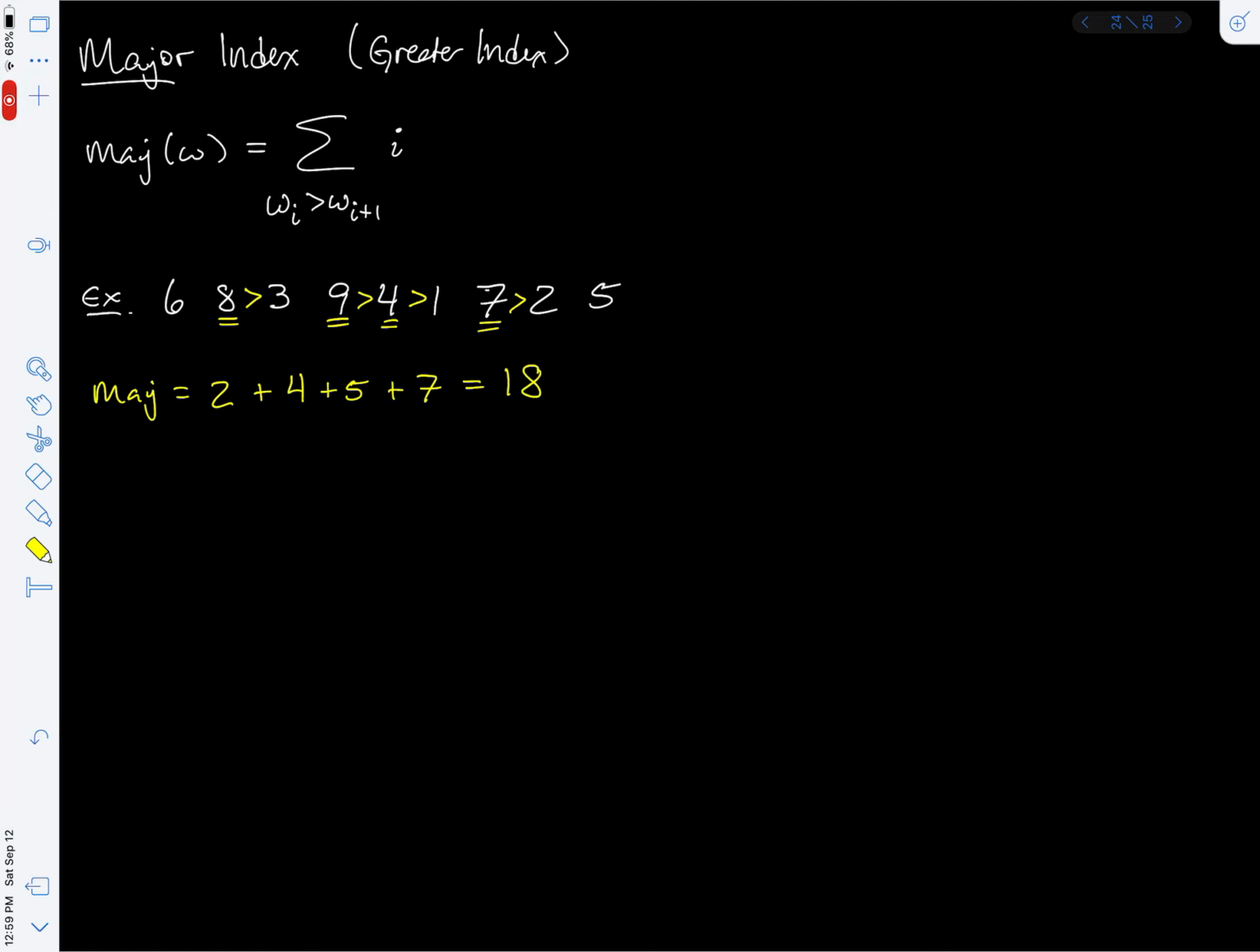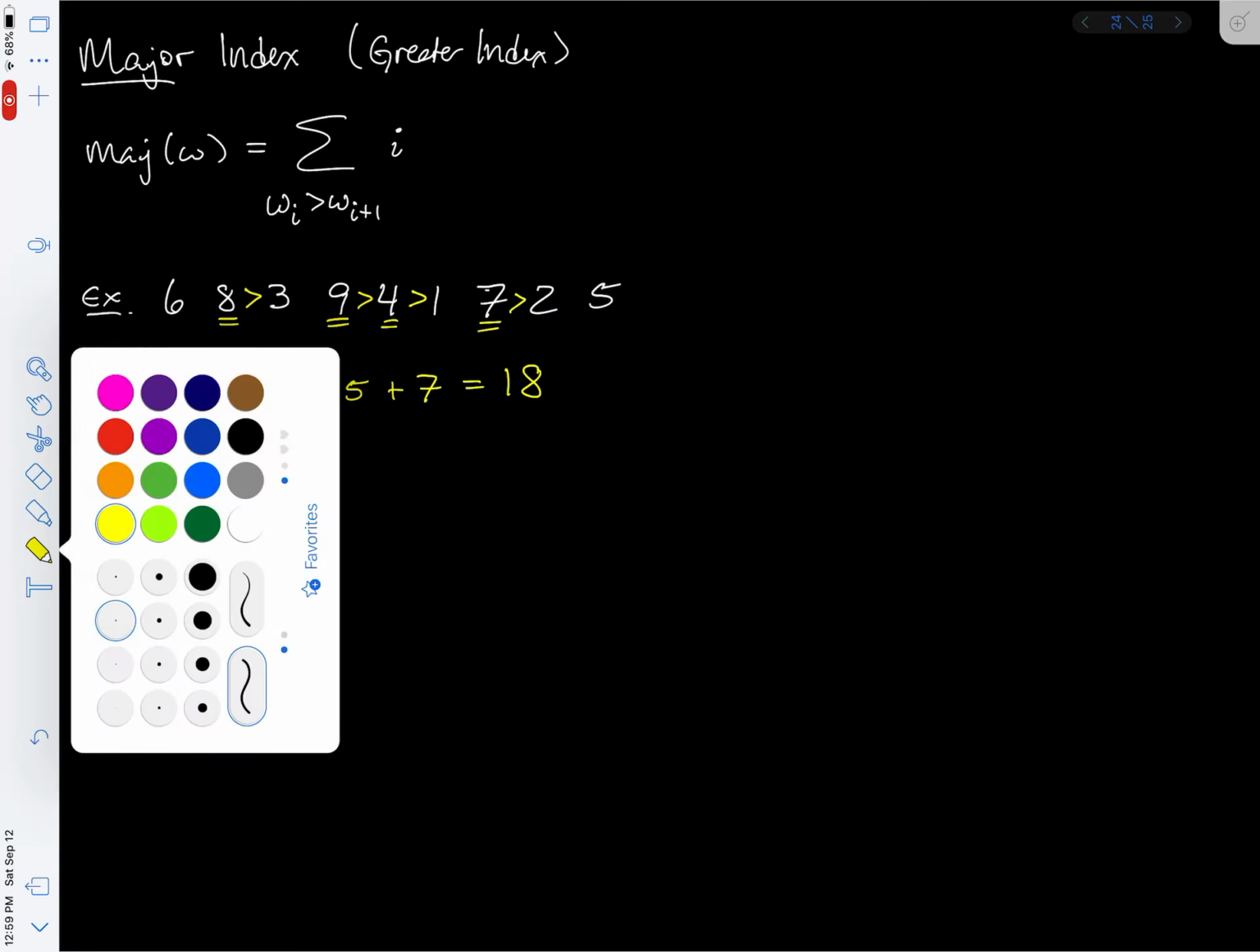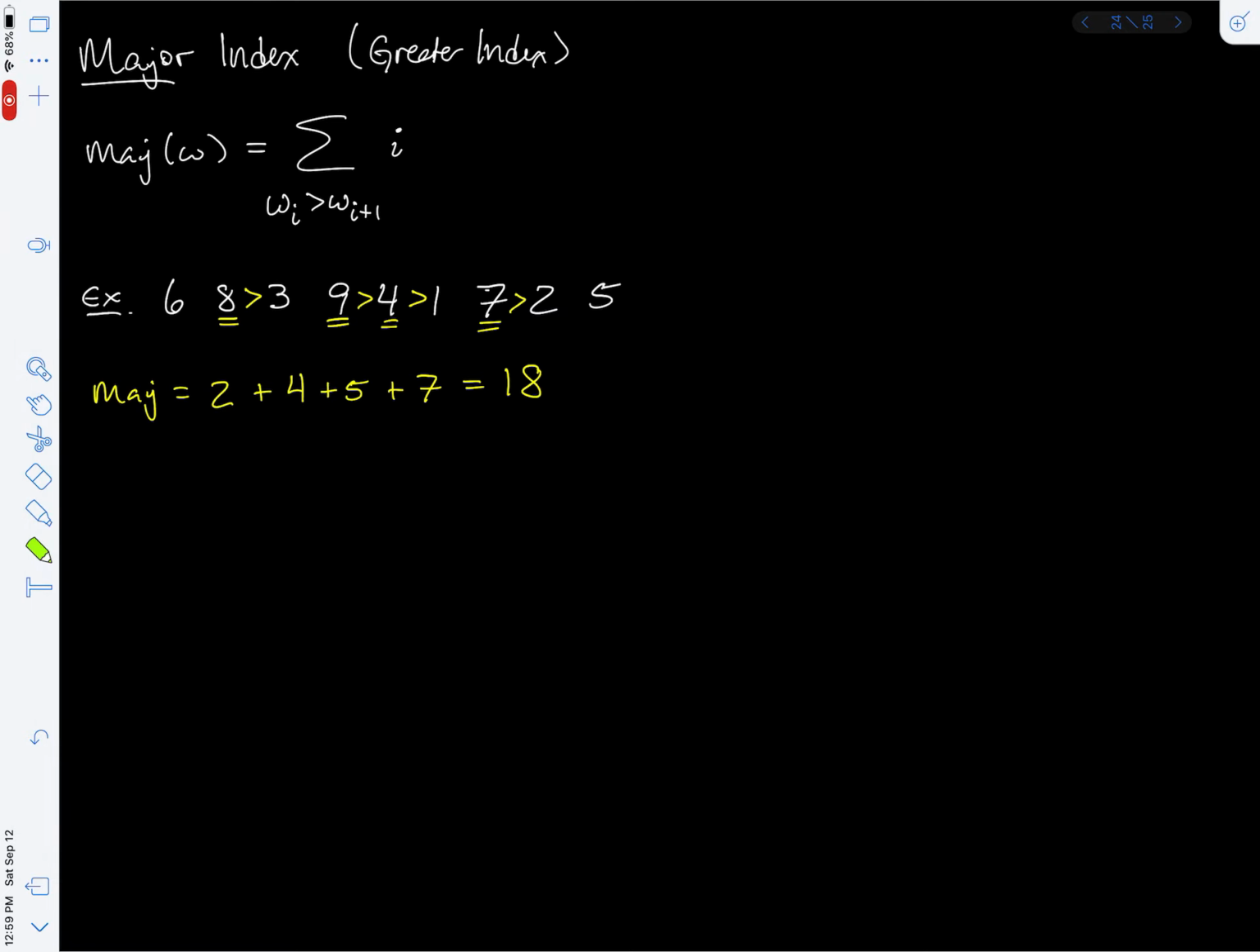And we can compute some nice values. What's the smallest major index that we could have? Well, it's 0. And this happens at the identity, 1, 2, 3, up to n. There are no descents. There's never a place where you have a big number followed by a small number. So you're going to get major index of 0. That's, of course, the smallest you can get.